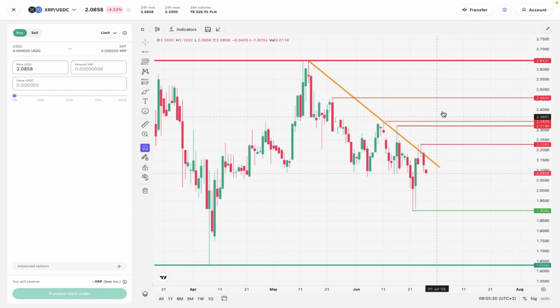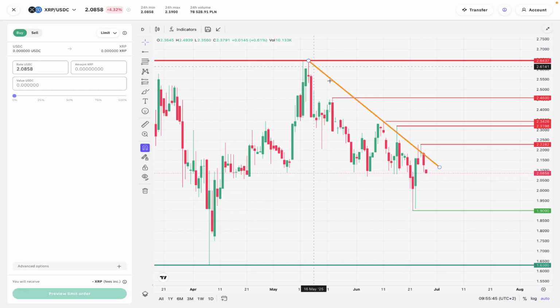However, if there is no breakout above the trend line, there is still big pressure from the bears. We can surely say that sooner or later the low from June 22nd will be tested. So this is 1.90, and then eventually we can go as low as 1.63, the low from April 7th 2025. So the current situation is quite clear.